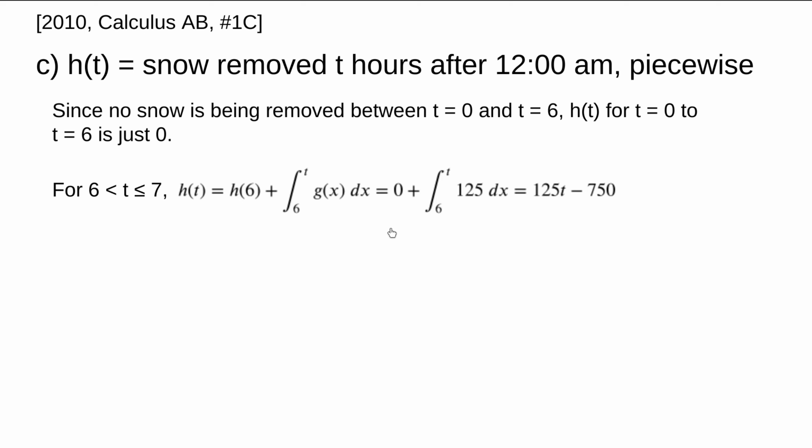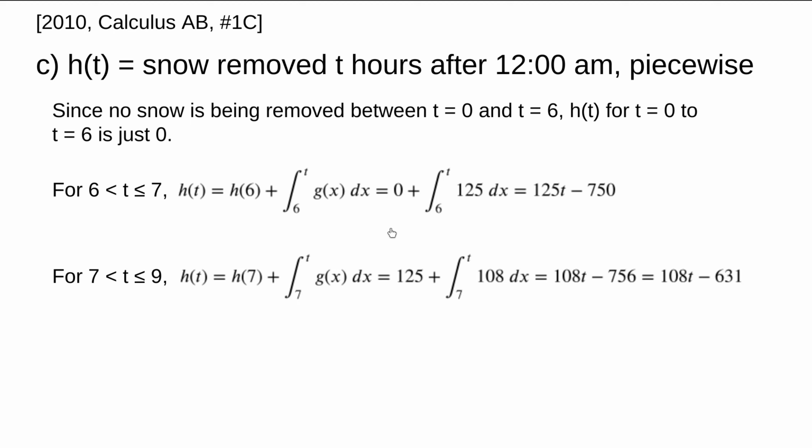Well, the rate function g of x is just 125 for that period, so we apply the fundamental theorem of calculus, and that expression would be 125t minus 750. That applies for t between 6 and 7. All right, but then we have a different rate of snow removal from 7 to 9. That h of t would be h of 7 plus the integral from 7 to t of g of x dx. All right, but h of 7 is 125.